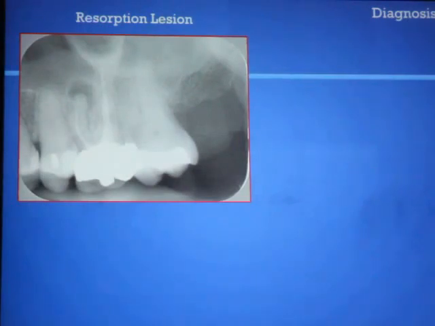This is an interesting case, and I was really saved by conebeam CT here. This patient was referred to me for a retreatment, and usually when you see such a large area on the mesiobuccal root, the first thing that comes to our mind is that there's a missed mesiobuccal 2 canal in the treatment, and that's why the treatment has failed.